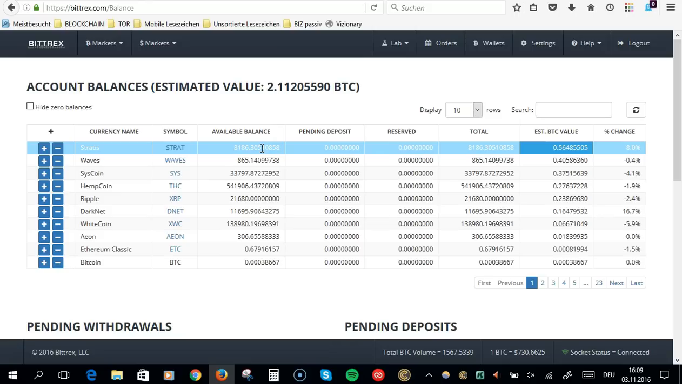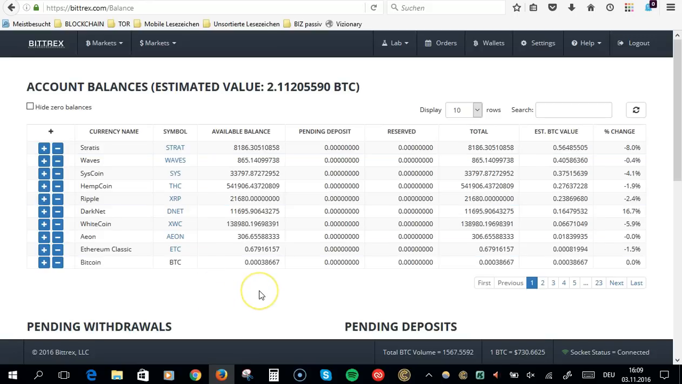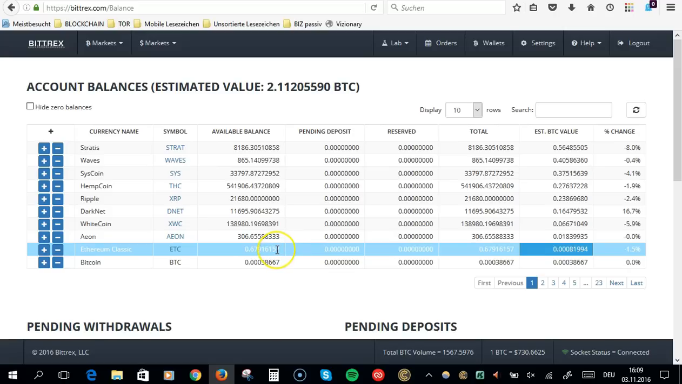Okay, so for example, let's see, what can we do now? Let's say I have only a few Ethereum Classic right now. Let's go and sell them, okay?